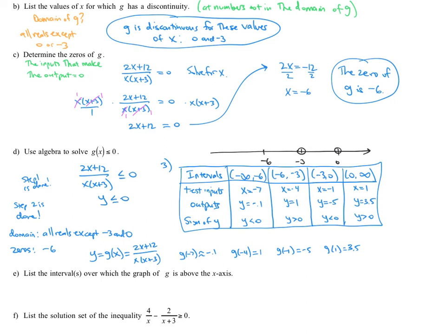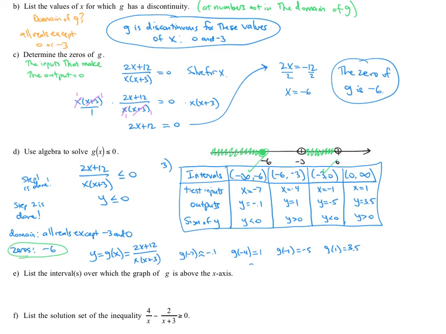Well, y is less than 0 for this interval and for this interval, and y is equal to 0 for the 0 of the function, -6. So I'm going to shade these numbers on the number line, and then we can write our answer. The interval from negative infinity to negative 6 is these numbers, and then the interval from negative 3 to 0 is these numbers. Now we also need to fill in the number negative 6, so I'm going to put a filled in dot on negative 6.